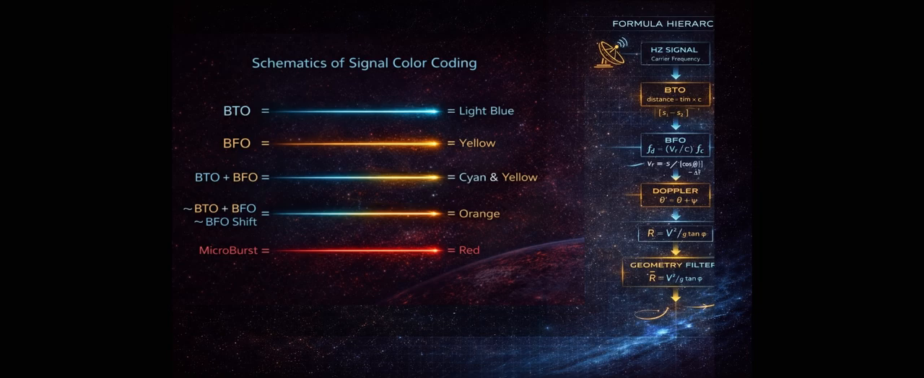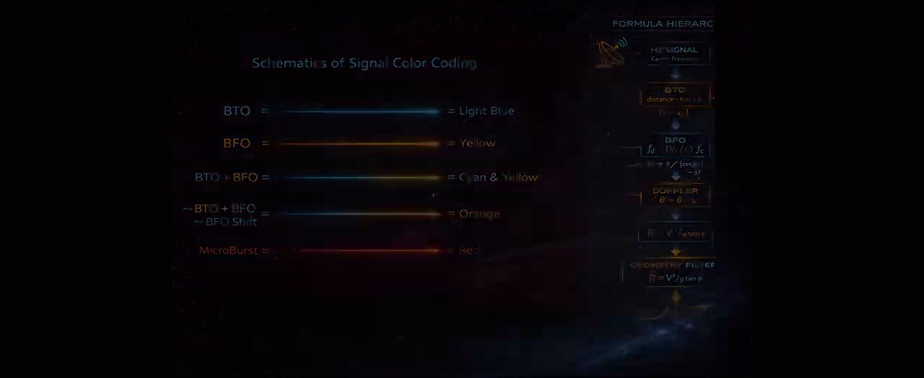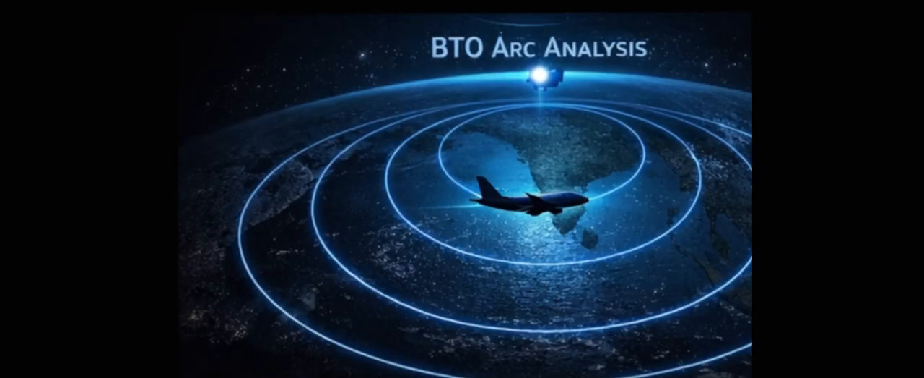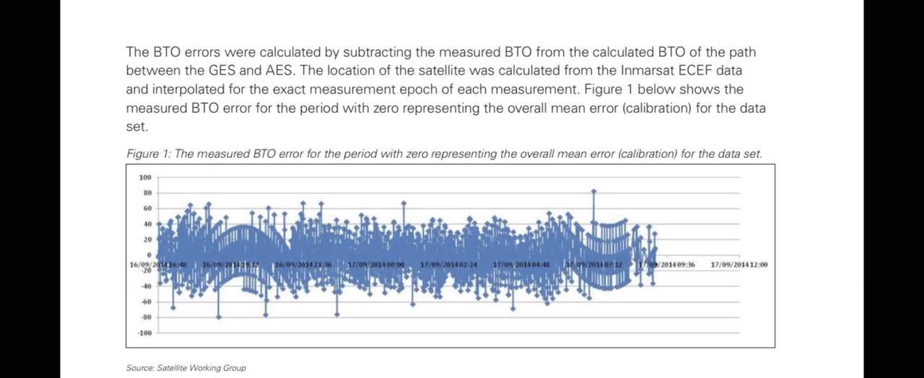The first signal is the measured BTO error field. This graph represents the difference between the measured burst timing offset and the calculated satellite path timing between the aircraft and the ground Earth station. At first glance, it appears chaotic. Noise, random variation. But inside that apparent chaos is something important: continuity. The signal never completely loses structure. Even inside the error field, the aircraft remains constrained to a measurable timing relationship with the satellite system.